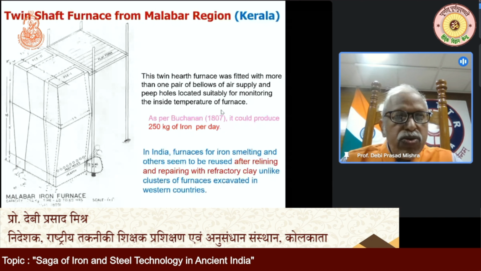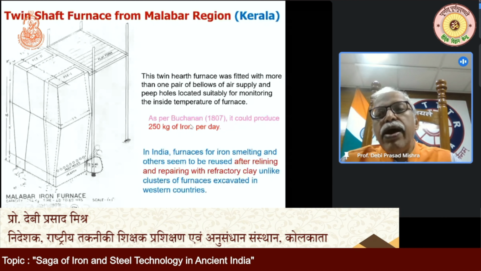And this is the twin shaft furnace from the Malwa region, and according to Buchanan, in 1807, one person who could have written that book, says that it could produce 200 kg of iron per day. See, look at this, it is a batch process, not a continuous one.